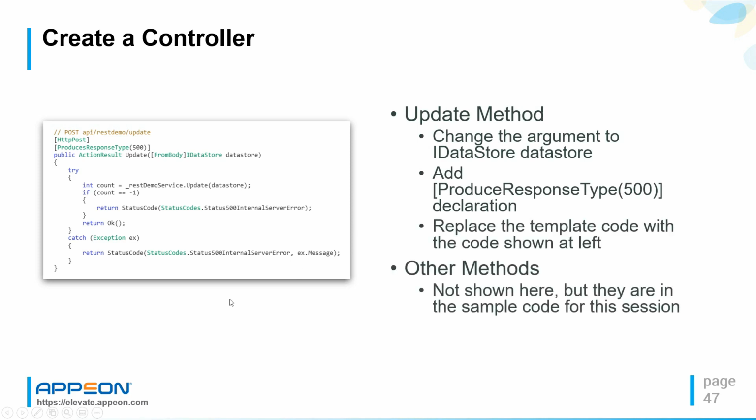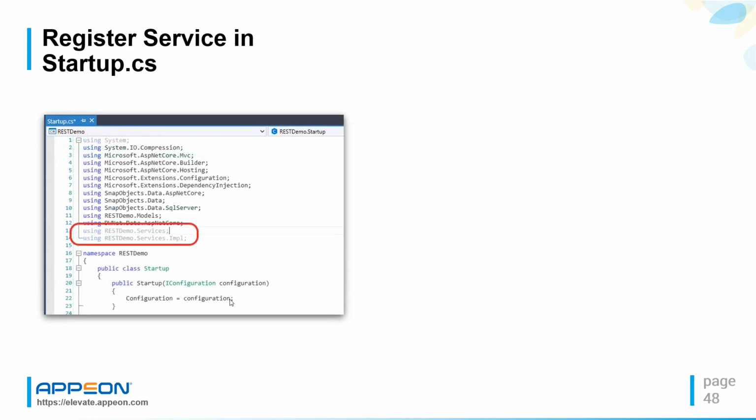As I mentioned, I'm not showing the other methods here, but they are available in the demo code that's available for the session. So this is the step I always forget. We have a controller, the services, our model, and the data context. We've got all the pieces together, but we need to tell the application that the service is available. So we need to go back to the startup.cs file, and I'm going to add references in the using section to the services folder and the service implementation folder.